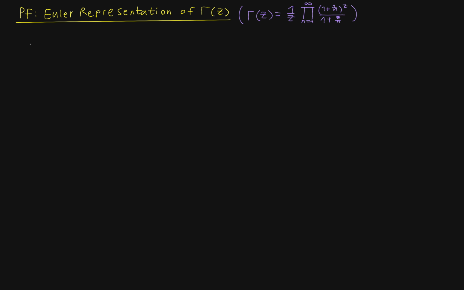Moving on, there's the Euler representation of the gamma function, which is gamma of z is equal to 1 over z times the infinite product, n from 1 to infinity, of (1 plus 1 over n) to the z over 1 plus z over n. So we're going to start off considering a limit, which is the limit as n approaches infinity of n factorial times (n plus 1) to the z over (n plus z) factorial.